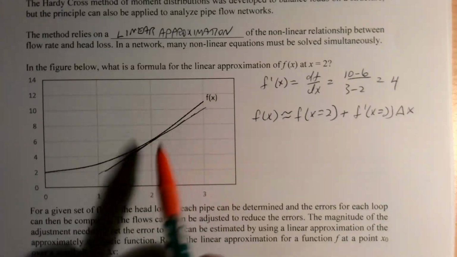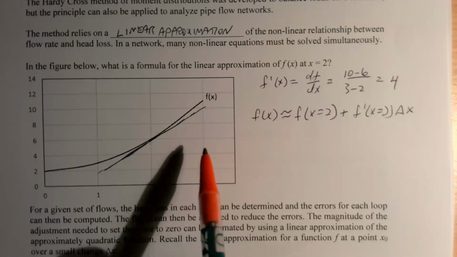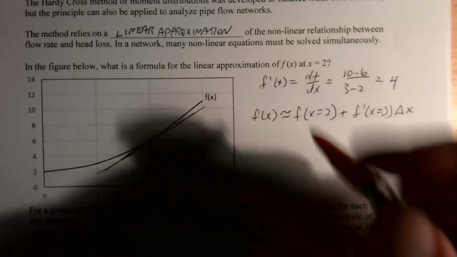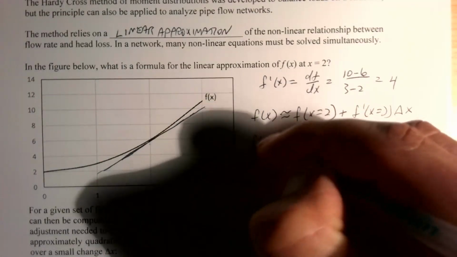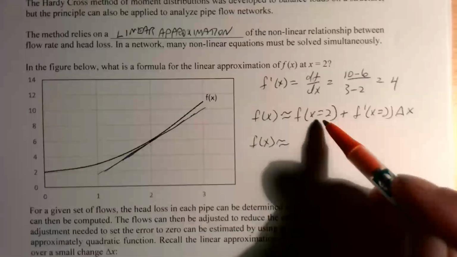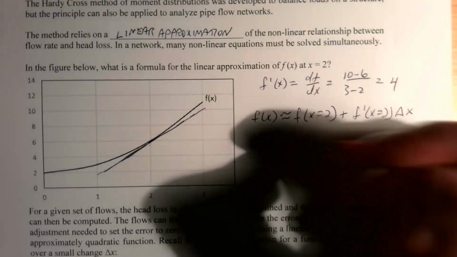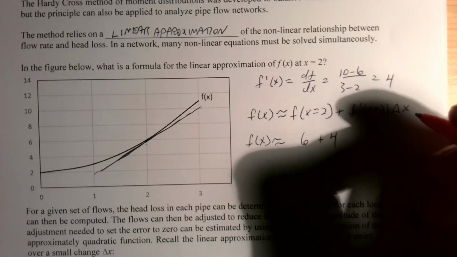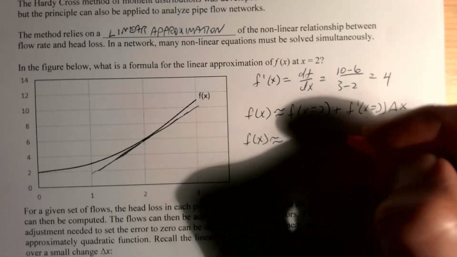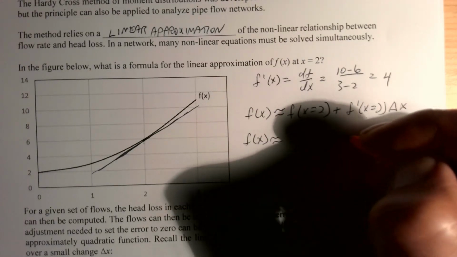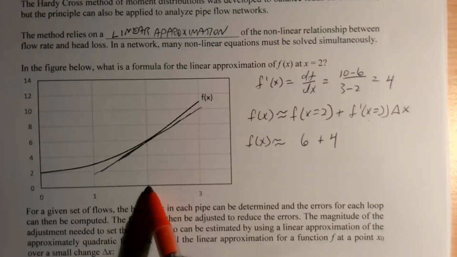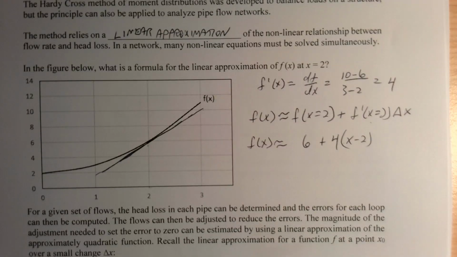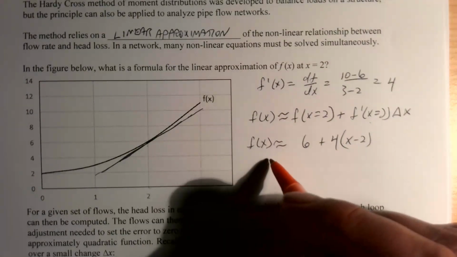And remember, the reason that we're doing this is we need to come up with the linear equation so that we can work with it to solve these problems. In this example here, f of x is going to be approximately equal to f of x at x equals 2, which is 6, plus f prime at x equals 2, which is 4, times delta x, which, since x is equal to 2, is just x minus 2, whatever the actual value is. So this is going to be our linear approximation.